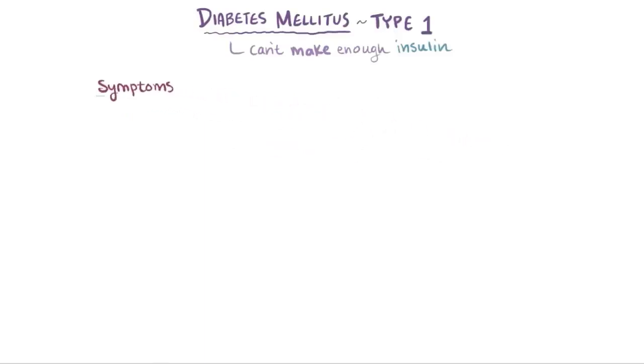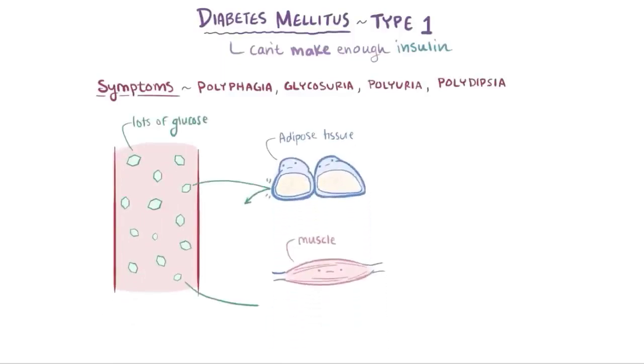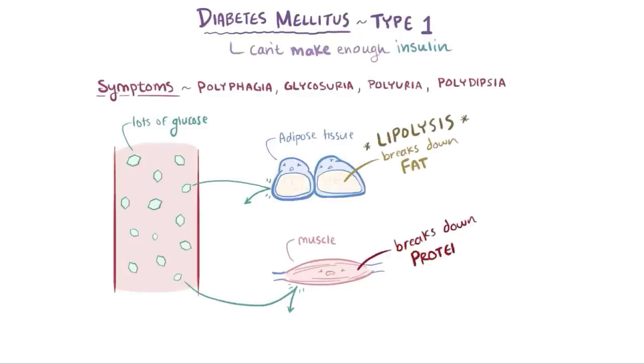4 clinical symptoms of uncontrolled diabetes that all sound similar are polyphagia, glycosuria, polyuria, and polydipsia. Let's go through them one by one. Even though there's a lot of glucose in the blood, it cannot get into the cells, which leaves cells starved for energy. So in response, adipose tissue starts breaking down fat, called lipolysis, and muscle tissue starts breaking down proteins, both of which results in weight loss for someone with uncontrolled diabetes.